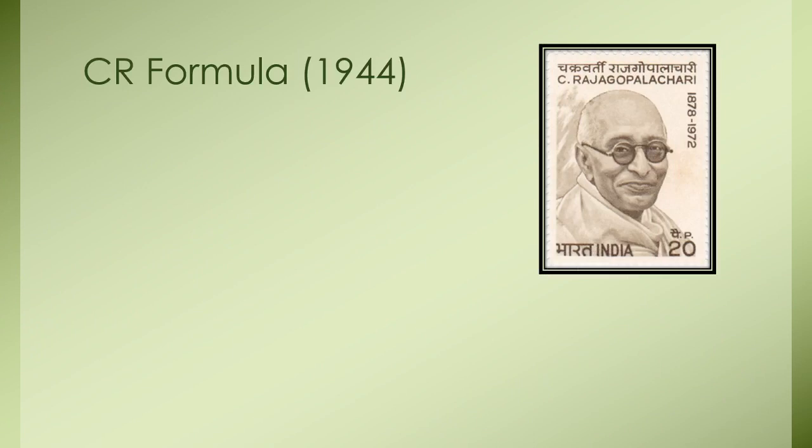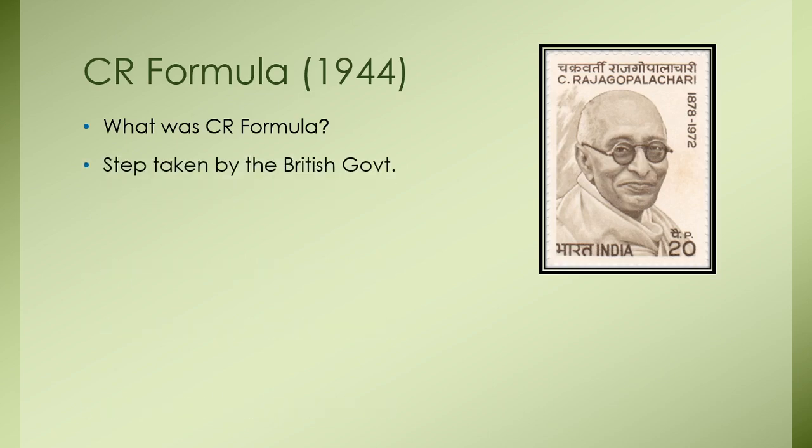Now we come to the topic CR Formula 1944. CR formula was a proposal that was formulated by one of the leaders from Congress to solve the political difference between Muslim League and Congress on independence of British India. At that time, Gandhi launched Quit India movement and the British government imprisoned Gandhi. While Gandhi was in jail, he tried to trap Quaid-e-Azam with one of the leaders from Congress, and his name was Chakravarti Rajgopal Acharya.